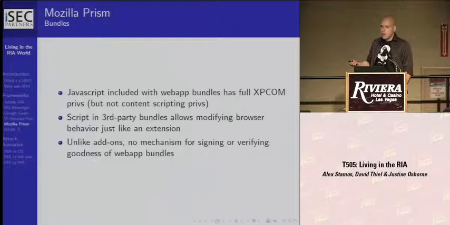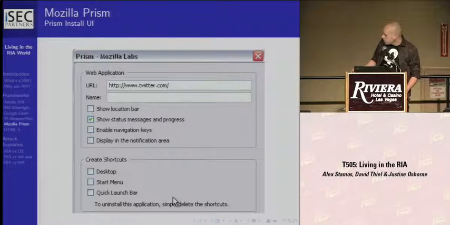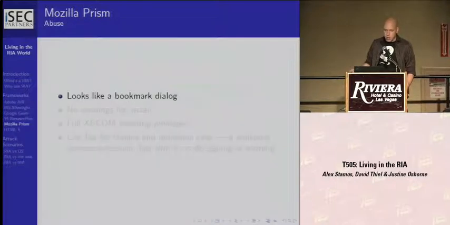With Firefox add-ons, there's a signing mechanism, there's an install prompt, there's a counter, there's a fairly good explanation to the users that this is not necessarily safe code. In Prism, what you get is just what looks like a bookmark dialog, and you check a couple of boxes if you want it to behave differently than the default. You say where you want it to go, with no warnings or anything.